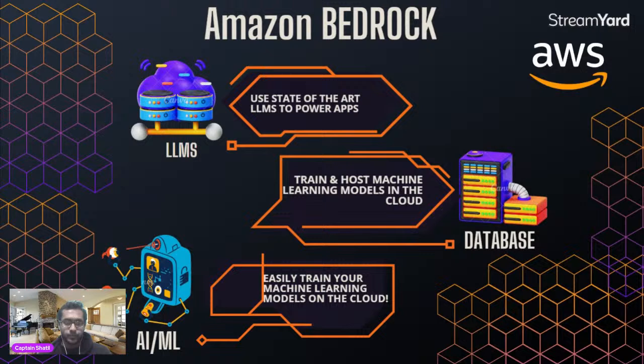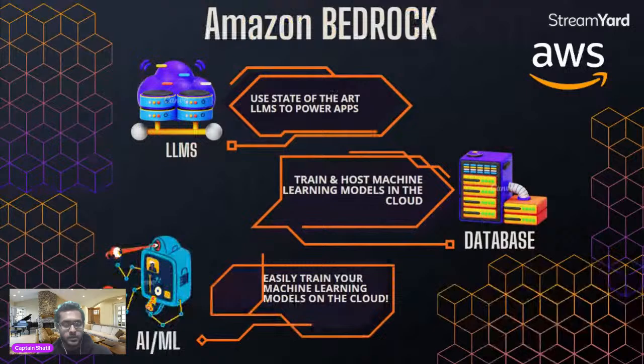Basically, you're accessing a powerful computer that is not located within your vicinity but far away, and you access it through the cloud so that you can use those advantages. A cloud service computer or server usually has more power than your average laptop. So you can get access to that through their cloud service and use a lot of the advantages. For example, you can see here that you can use state-of-the-art LLMs to power your apps.